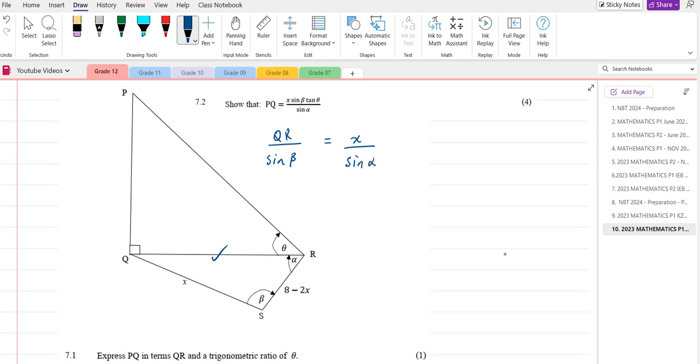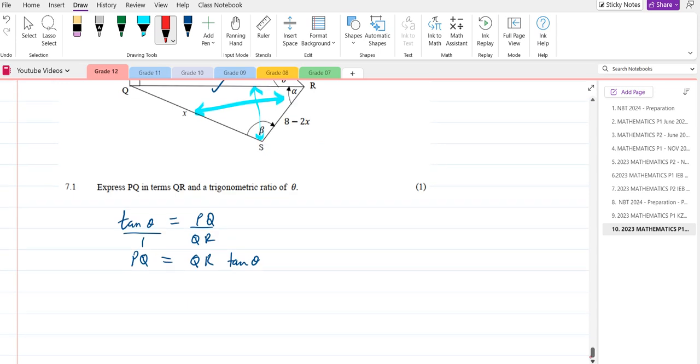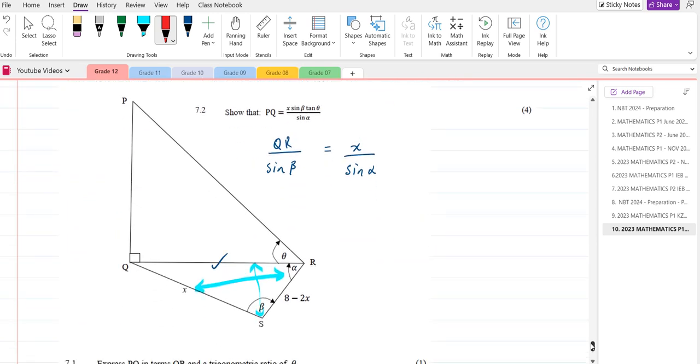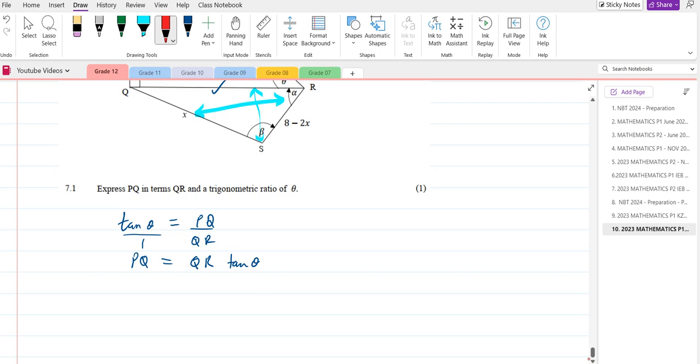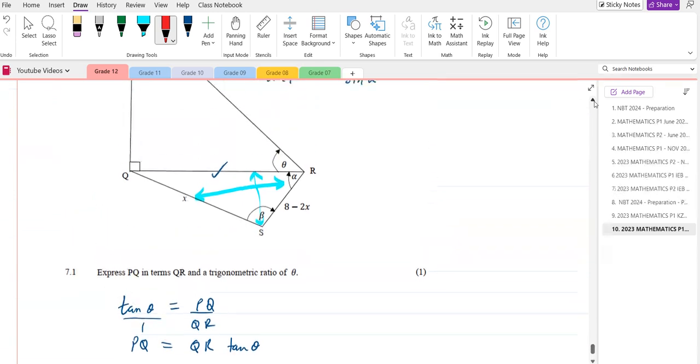Right, so I'm using the sine rule: the side over the angle. Now, what is QR? That should be tan theta over PQ. We want to say what is PQ. So what is QR from here? QR is PQ over tan theta. So let's write that down: PQ over tan theta. That's QR.